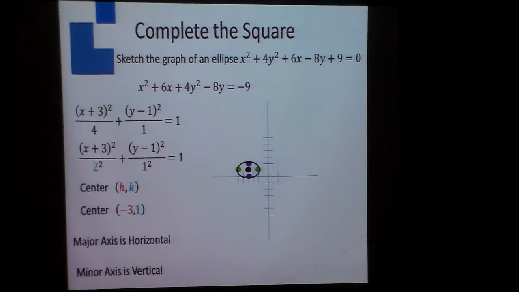Now this one was a pretty tiny one. You wouldn't have thought that from all those big numbers up there. But notice, to graph it, I completed the square to find the center, and also help me find the major and minor axis to make it very easy to graph and sketch.